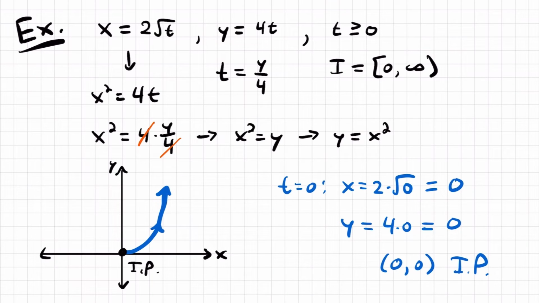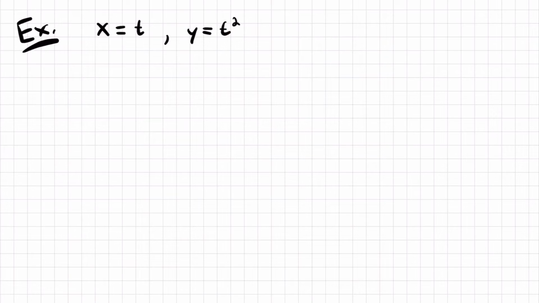Let's look at another example. All right, so here's our next example. We have x is equal to t and y is equal to t squared. Now, just like our previous example, we are not given an interval for t, so we need to decide that for ourselves. What is the natural domain for t based on these two parametric equations?